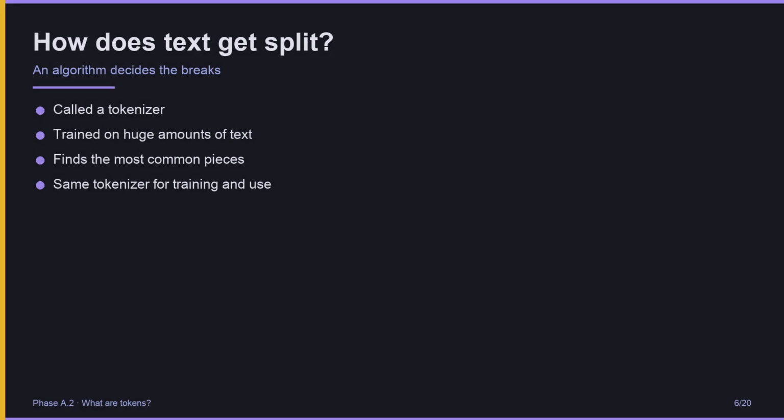How does text get split into tokens? An algorithm called a tokenizer does the work. The tokenizer is itself trained on huge amounts of text. It learns which pieces appear most often, and uses those as its building blocks. Importantly, the same tokenizer is used for training the model and for using the model. So the model never sees raw words. It only ever sees tokens.